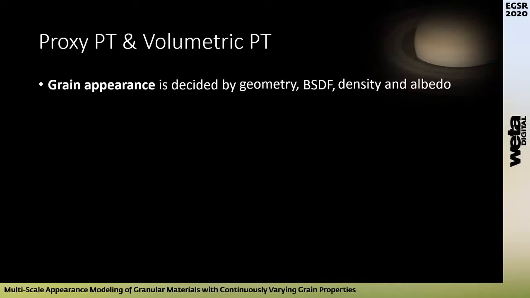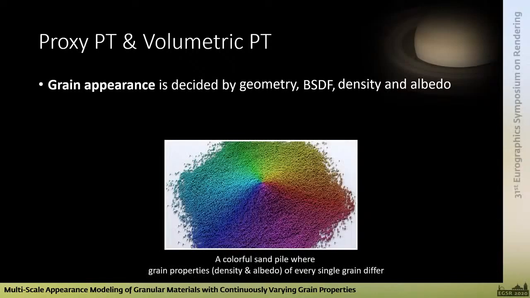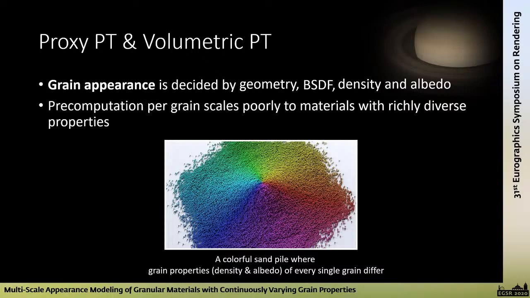However, it is not unusual for a real scene to contain grains of various colors or optical densities. Just like the example shown here, where the interior volume density or albedo is not identical for any two grains in the scene. In such cases, previous methods suffer, as they cannot handle material with richly diverse properties. Theoretically, we need to do all the pre-computations separately for every single grain, and of course, it is not practical. Next, I will discuss how our method tackles this pre-computation problem for both proxy path tracing and volumetric path tracing.